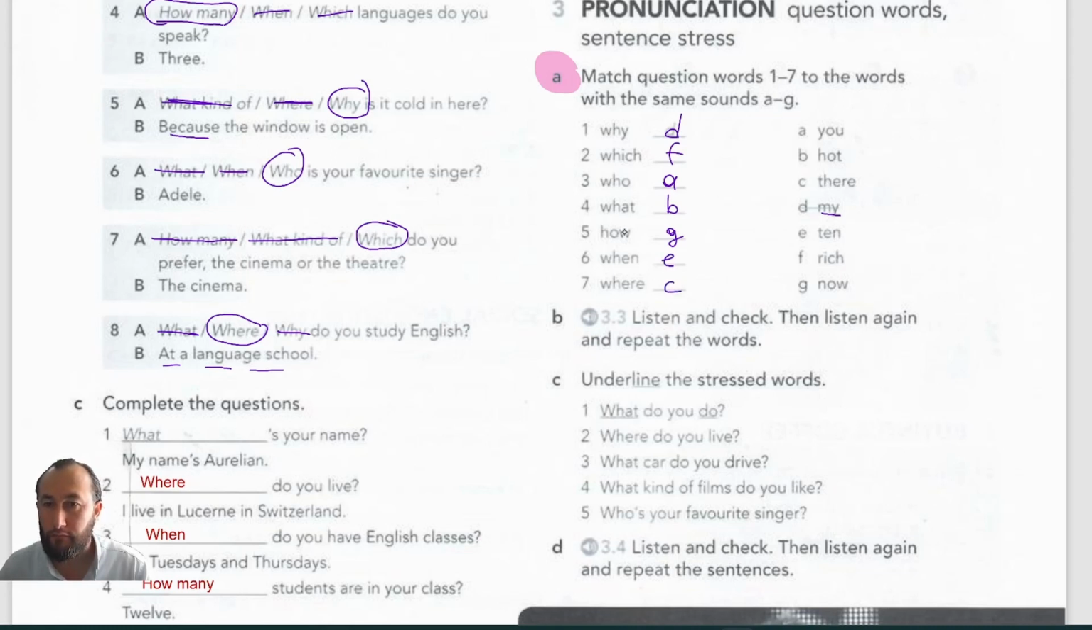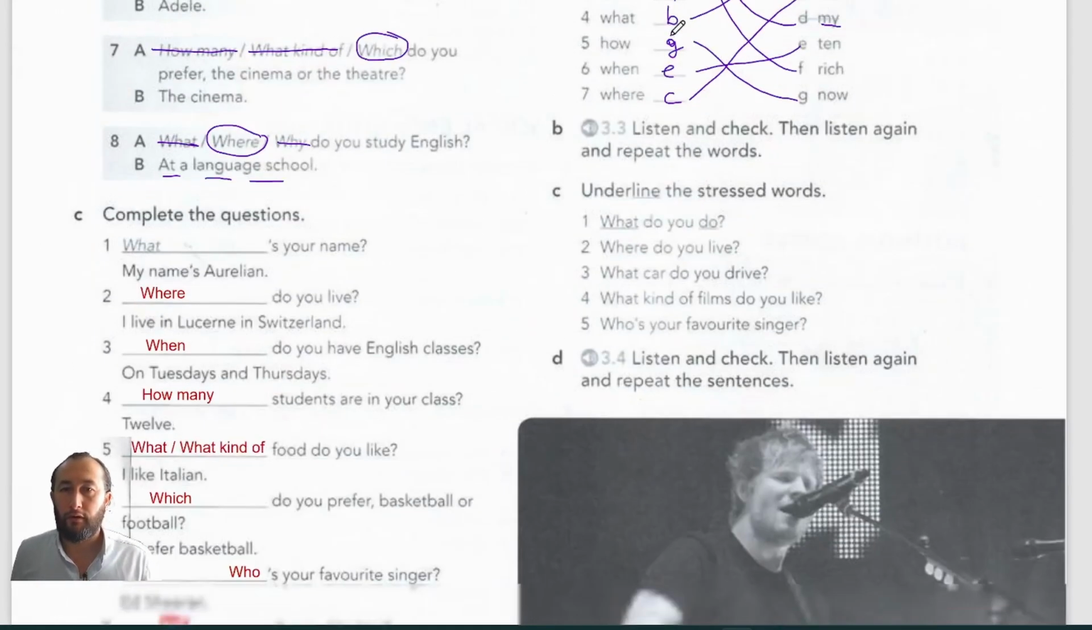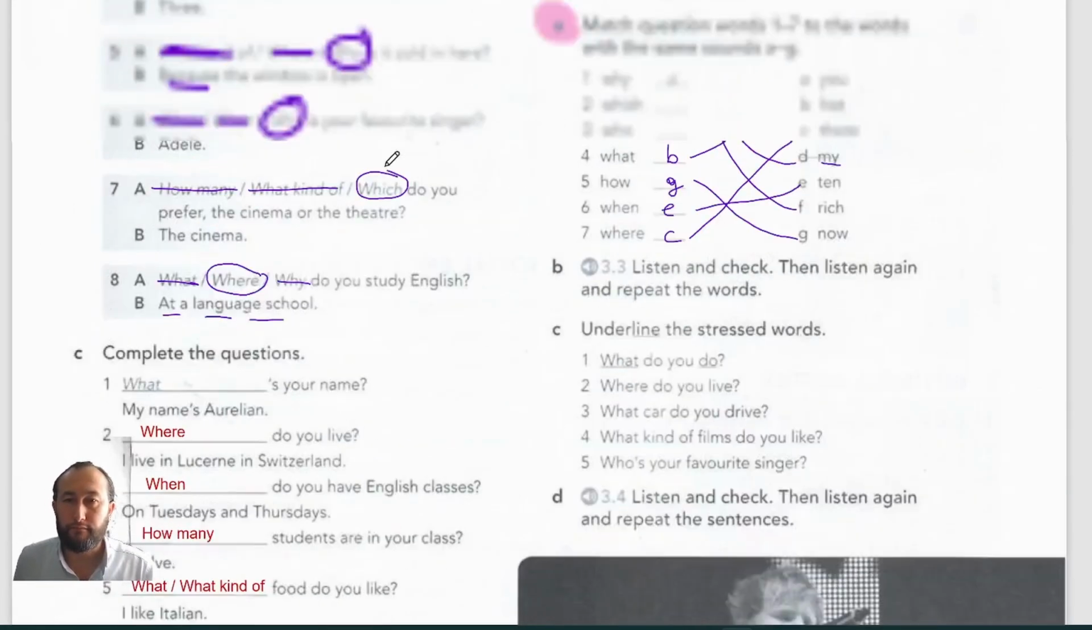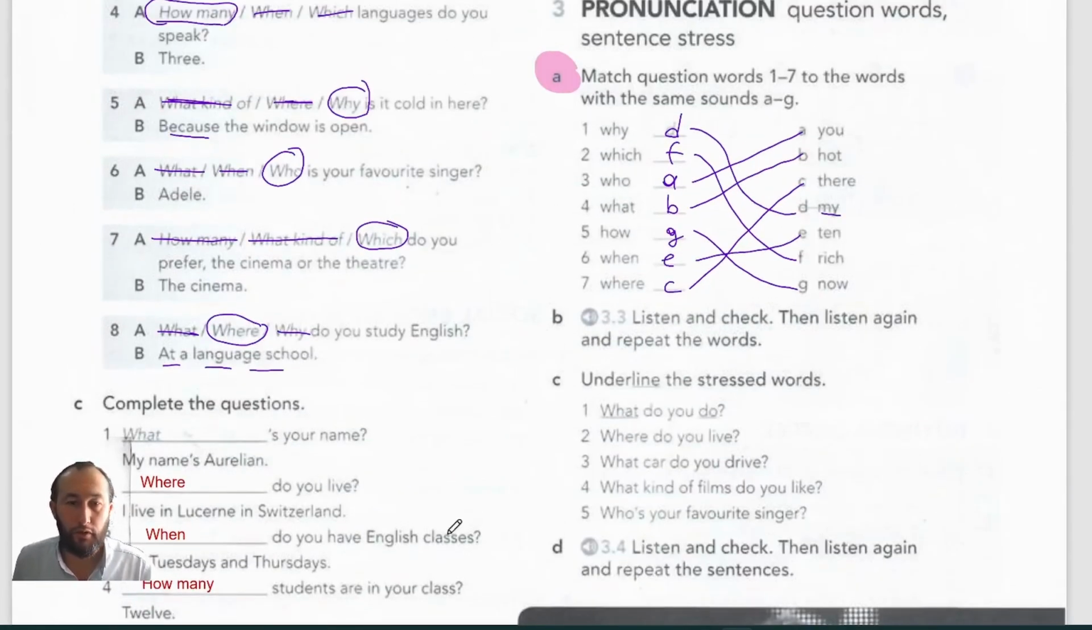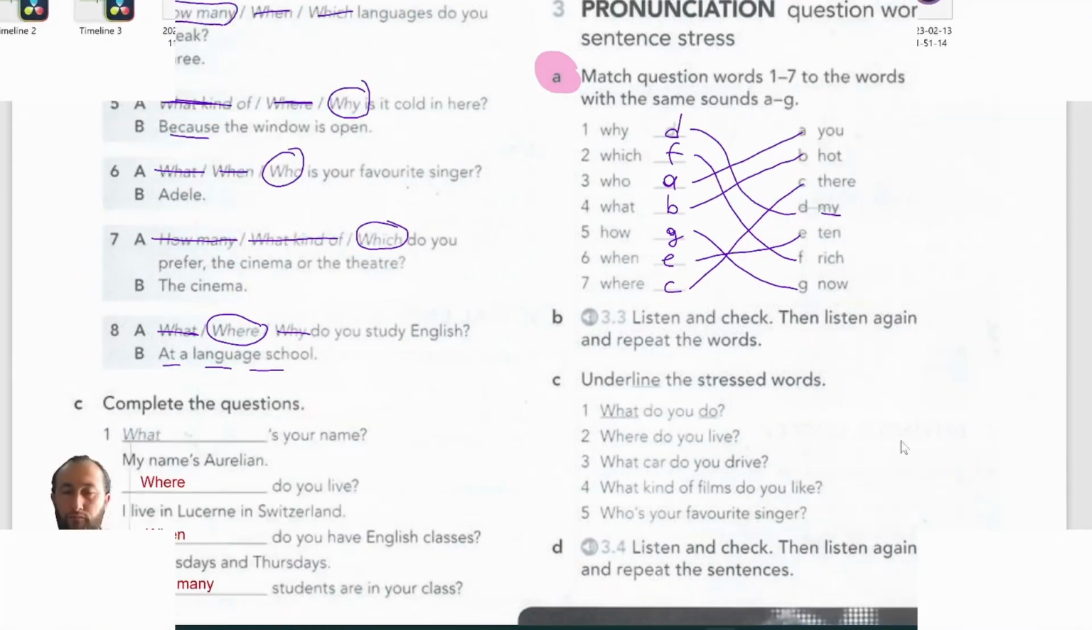Right? So we can connect them with lines as well. Why not? Which comes with rich. Who becomes you. What becomes hot. How becomes now. When becomes ten. And where becomes there. And we're good. All right. We can also double check by listening to the audio.